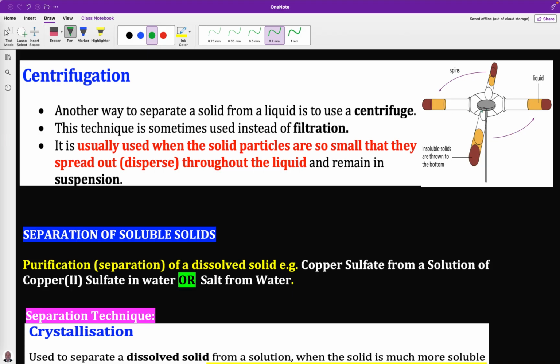The small particles settle at the bottom of the test tube. So this technique is sometimes used in filtration. Usually, it is used when the solid particles are too small and spread throughout the liquid, or remain in the liquid as in suspension. So when we use this, as you are spinning it, the small particles become closer to each other and gather at the bottom of the test tube.